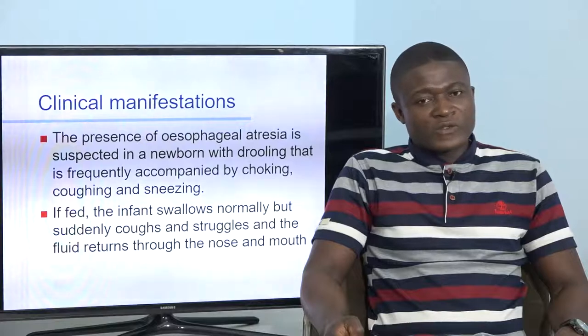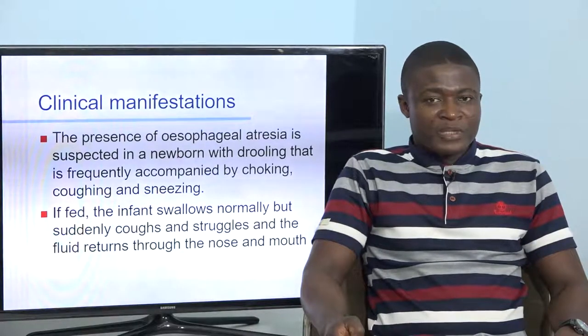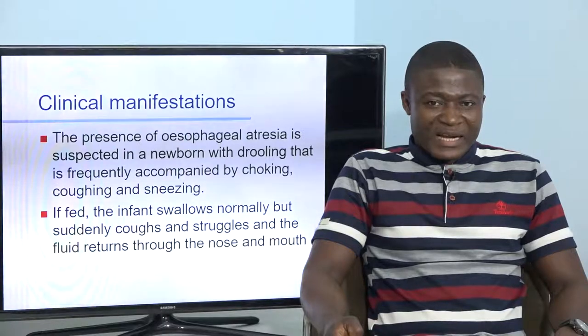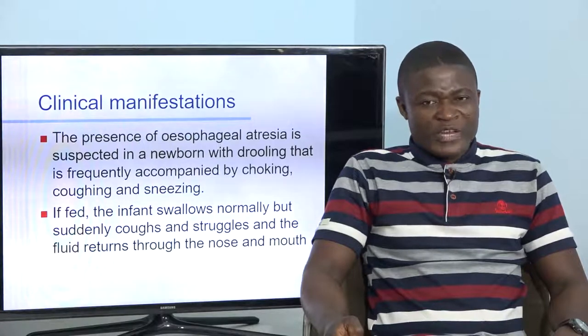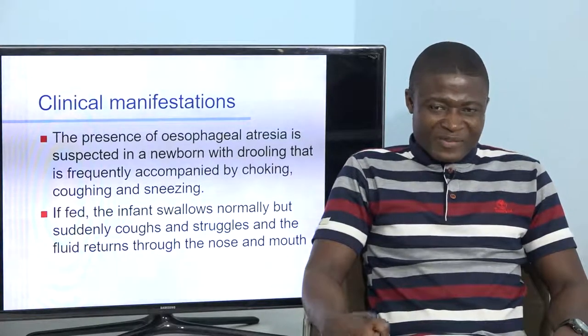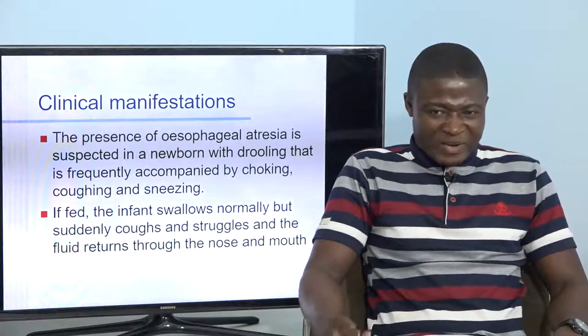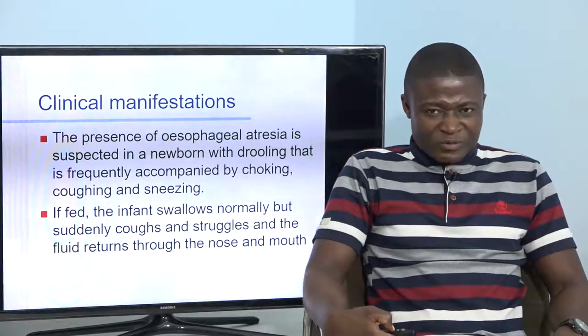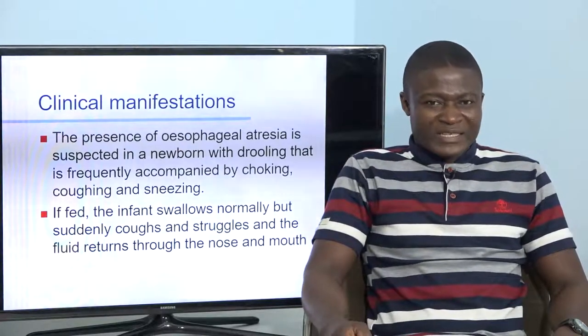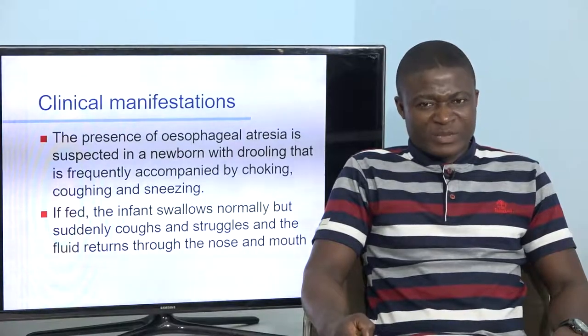Clinical manifestations of esophageal atresia. The presence of esophageal atresia is suspected in a newborn with drooling that is frequently accompanied by choking, coughing, and sneezing. So if a newborn infant, neonate, keeps drooling, with saliva coming back up, takes in breast milk and the breast milk is flowing back out, and this child sounds as if he's choking and is coughing and sneezing, you should suspect that there is something wrong.